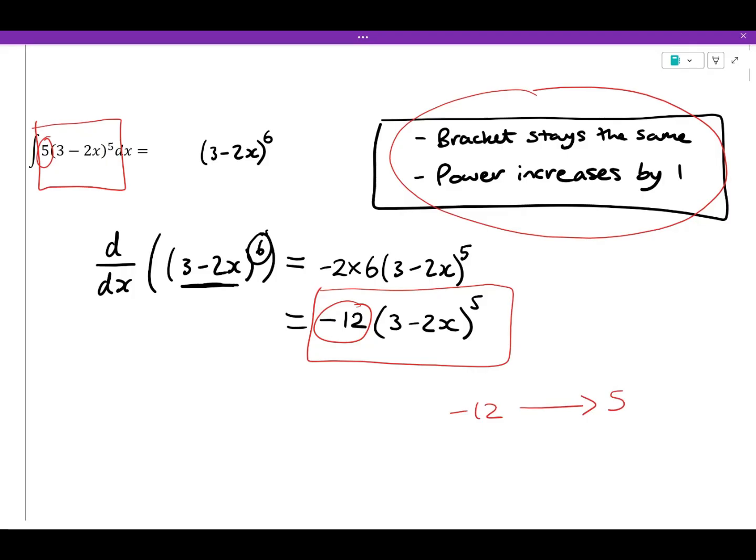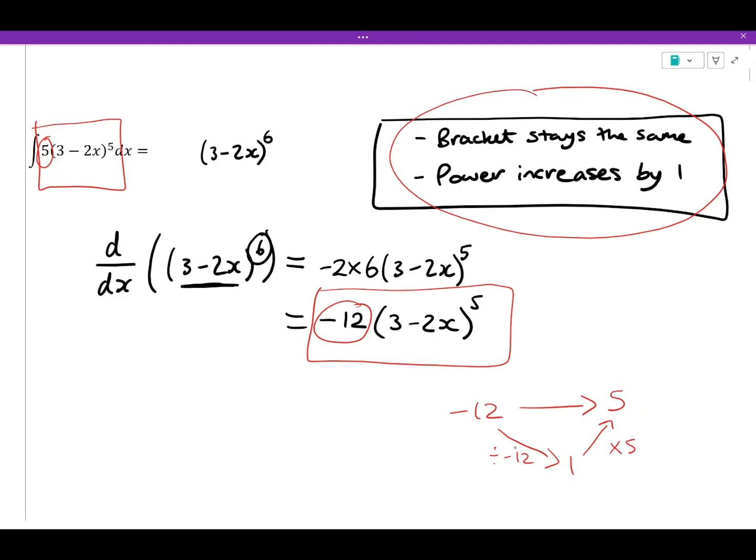And in order to do this, essentially just go via 1. In order to get from negative 12 to 1, you divide by negative 12. In order to get from 1 to 5, well, that's fairly straightforward. We're just going to multiply by 5 like that. So always go via 1, because you just divide by the number and then multiply by your destination.